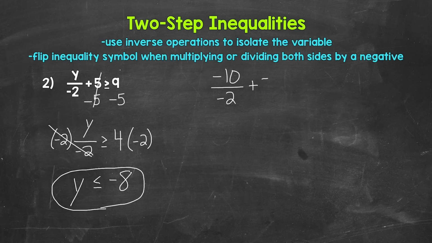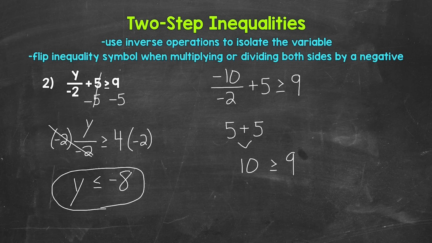Then we have plus 5 is greater than or equal to 9. Negative 10 divided by negative 2 gives us 5. And then 5 plus 5 gives us 10. 10 is greater than or equal to 9. So that does work. We are correct here.